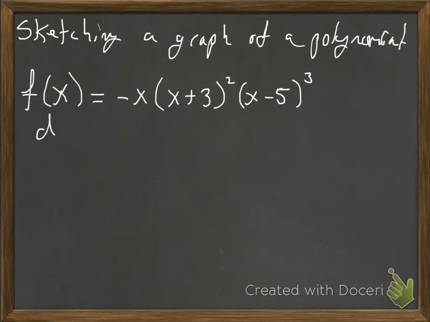Okay, this video is assuming that you have watched the end behavior video and also the behavior at the x-intercept. So we're going to put those two ideas together to help us graph a polynomial function here.